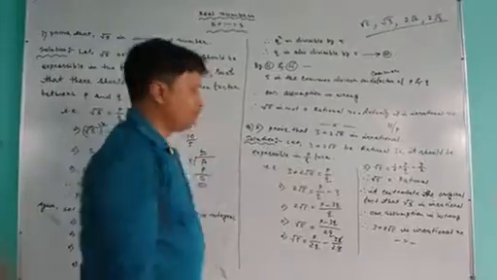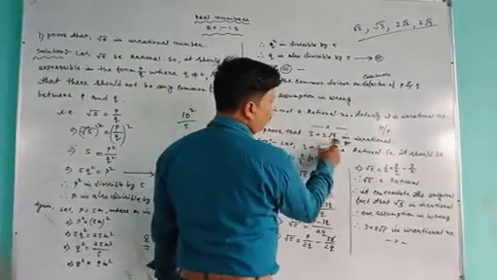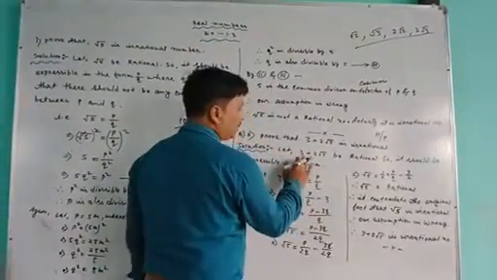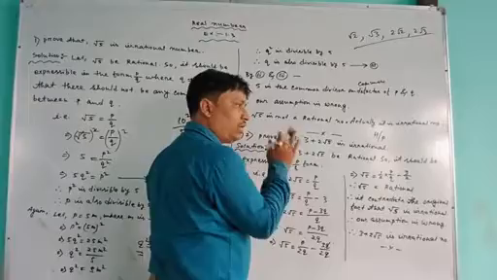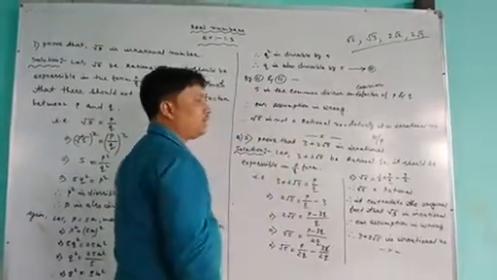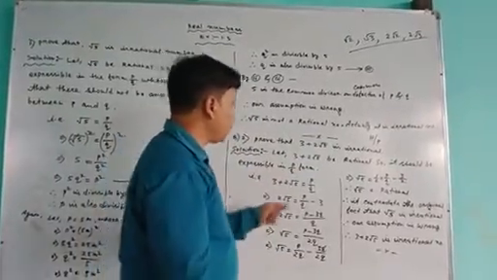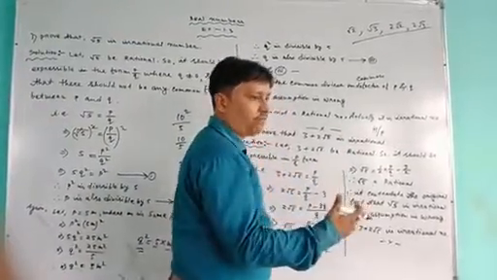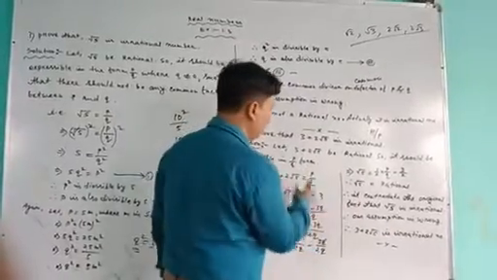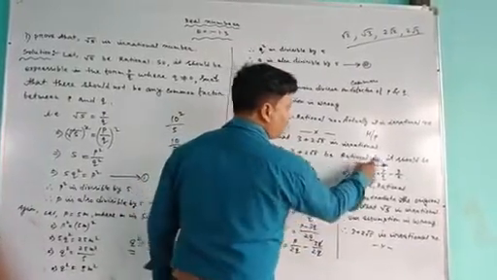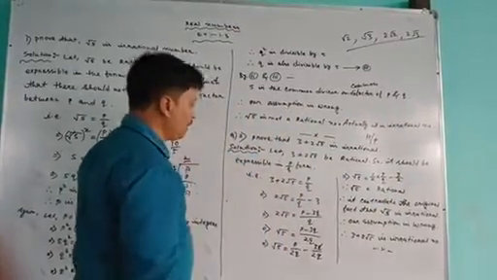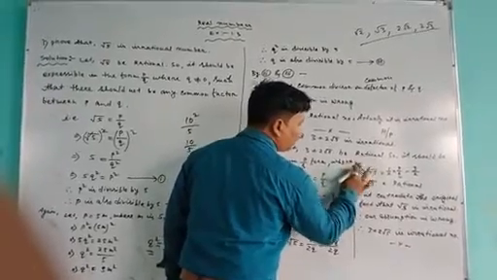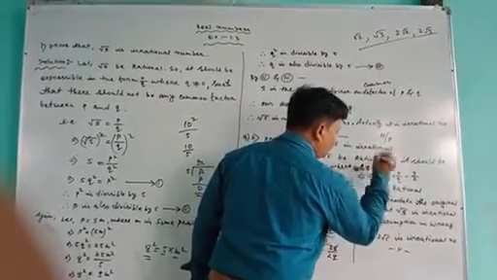So now you see this one written: prove that 3 plus 2 root 5 is an irrational number. Same to same. First of all we will assume this one is rational, and finally we will prove that it is an irrational number, that is, that it is not rational. 3 plus 2 root 5 is rational, so it should be expressible in p by q form, where q is not equal to 0.